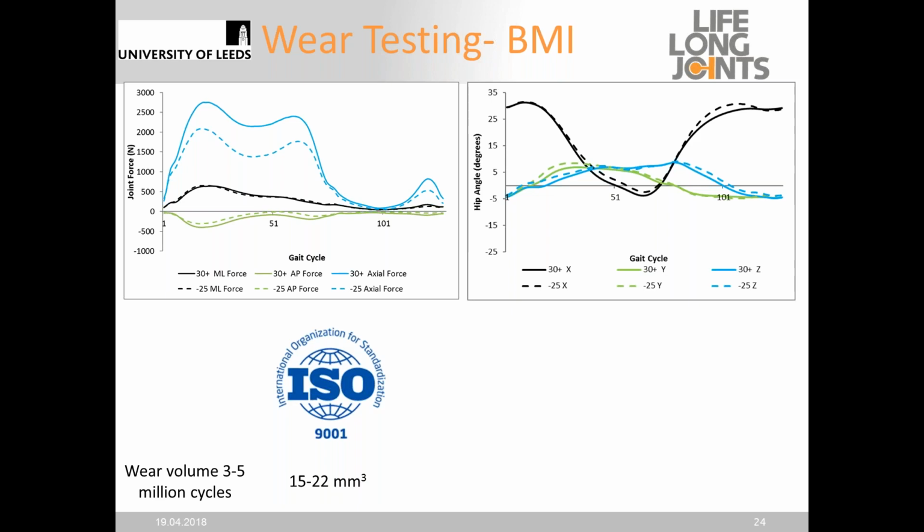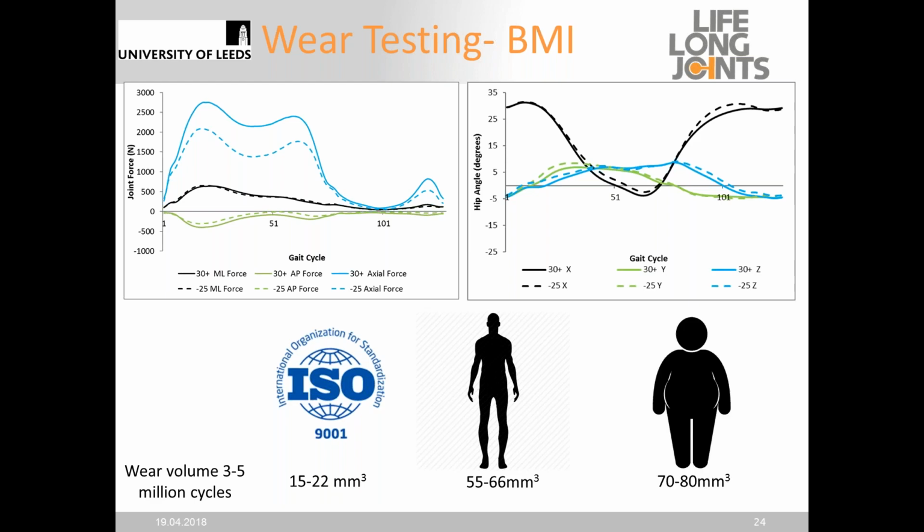And we can see that the ISO standard, after between 3 to 5 million cycles, generated up to 22 millimeters cubed of wear. Whereas when we looked at our patient specific, so this is our low or our healthy weight BMI group, we could see that the wear volume was actually tripled using patient specific data. And this was even greater increased when we look at our obese patients. So what we can say is that based off these early results, the current ISO standard is under predicting the amount of wear that our patients would be producing in vivo.